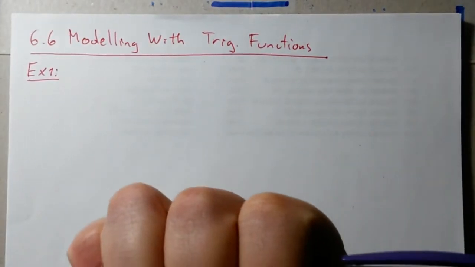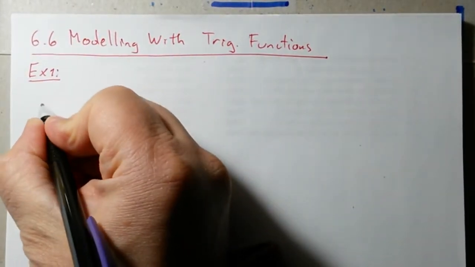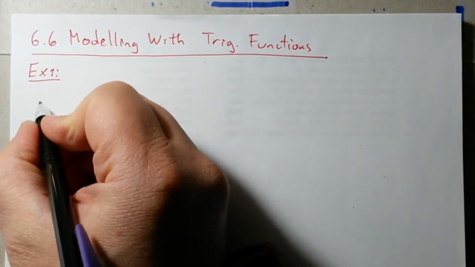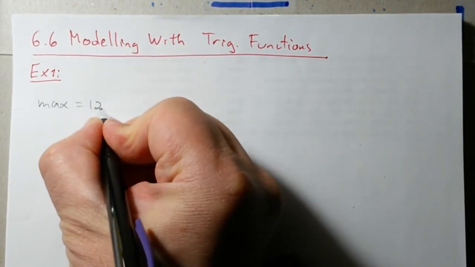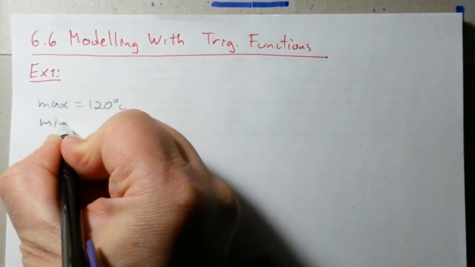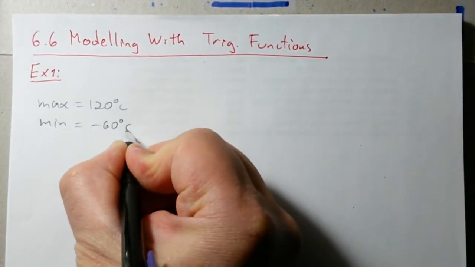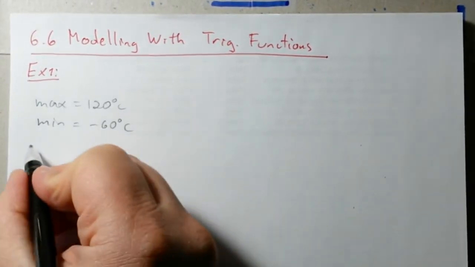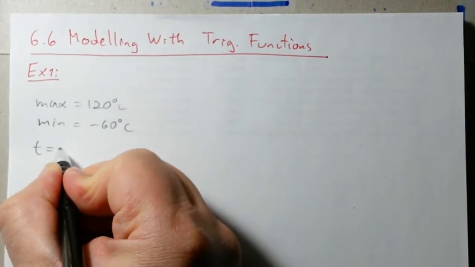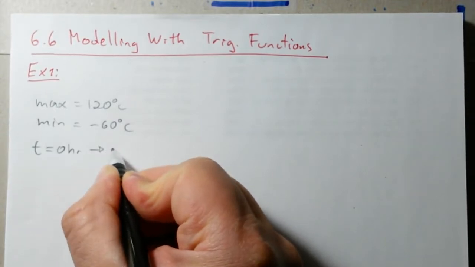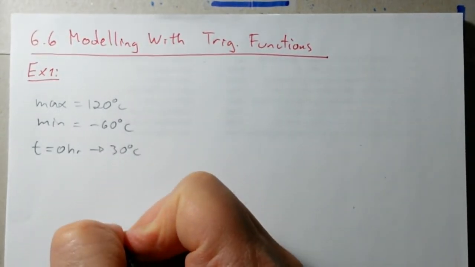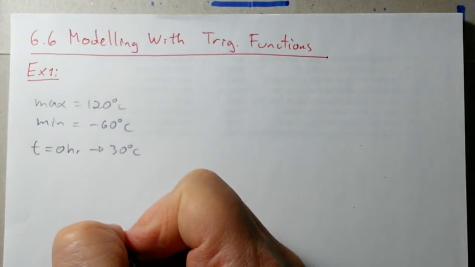Well, let's collect our data first. So what is very obvious here, let's start collecting the maximum temperature. So the maximum temperature happens to be 120 Celsius. The minimum temperature is -60 Celsius. They also tell us that at time equals 0 hours, the temperature would be 30 Celsius. Okay, and they tell us something else.